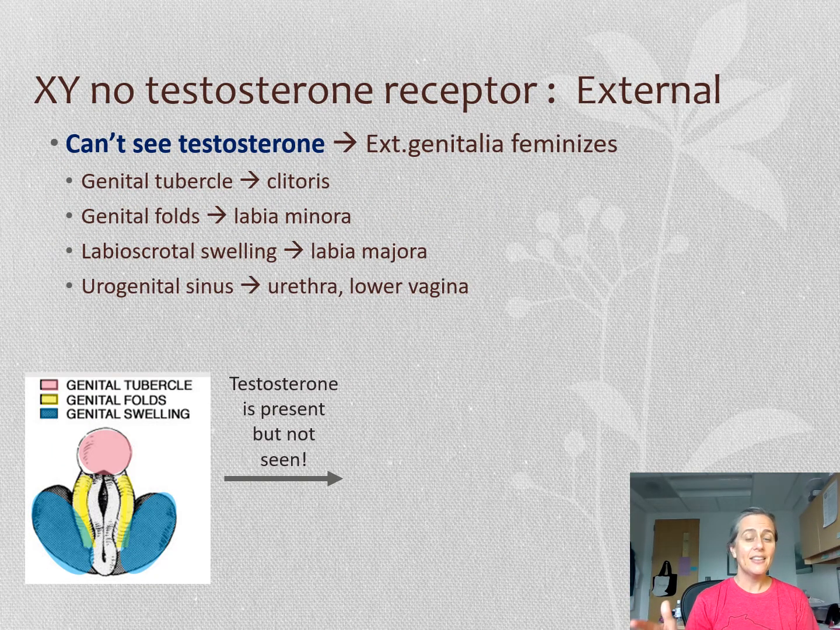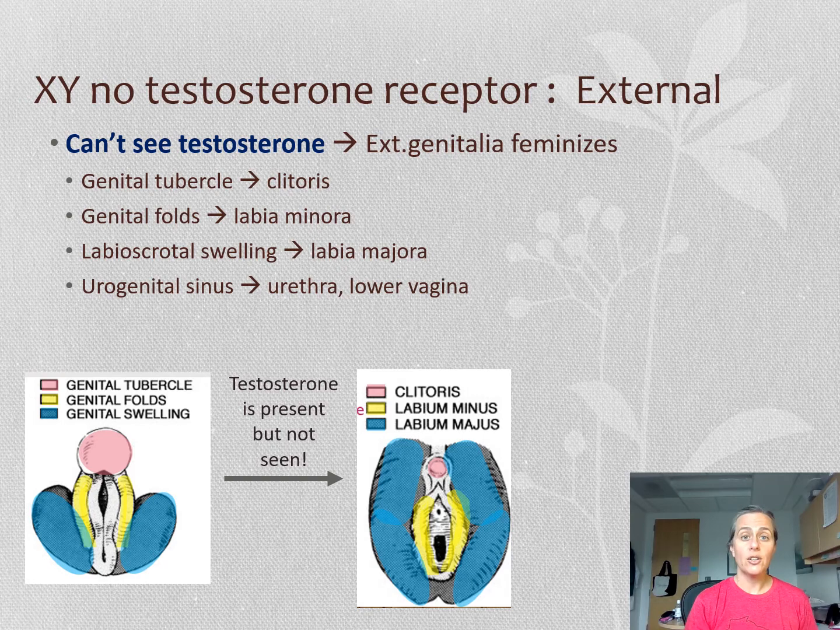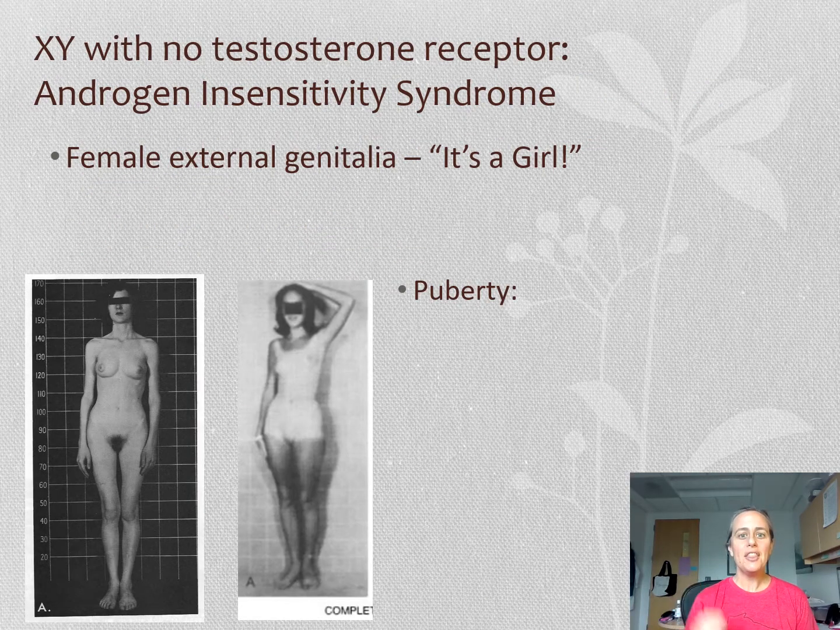Externally, again, the testosterone is there but can't be seen. So in the absence of testosterone that it can see, that external genitalia is going to feminize. So that indifferent genitalia is going to turn into a vulva. So this is really interesting. So this person is XY, but no testosterone receptor, right? So androgen insensitivity syndrome. Their external genitalia feminize, they have a vulva. So when they're born, we say, it's a girl, right?